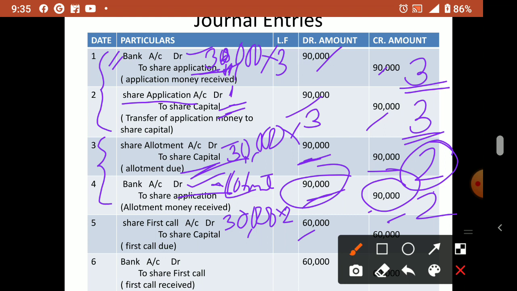First call due means the money of the first call will be received, it is not yet received, the company has kept it as receivable. It has become due. Due means, understood, no, your fee is due, due means this month's fee is due. So when the students' fee is actually collected by the school, at that time only we write bank. Okay, so in the same way here also. Now bank account debtor to share first call 60, 60, very simple it is.